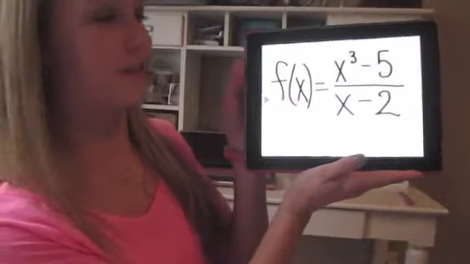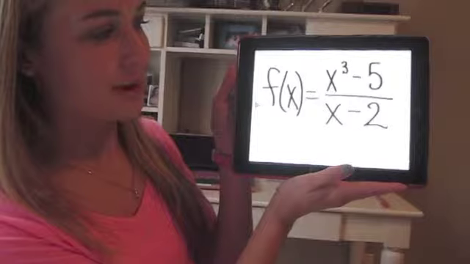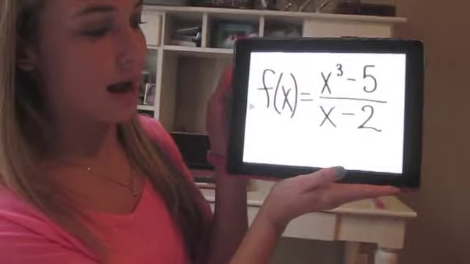Now class, it's your turn. Try this one. f of x equals x cubed minus 5 over x minus 2. For this function, we don't even need to graph it. The top is continuous because it's a cubic, and we know it won't have any holes, jumps, skips, or asymptotes.